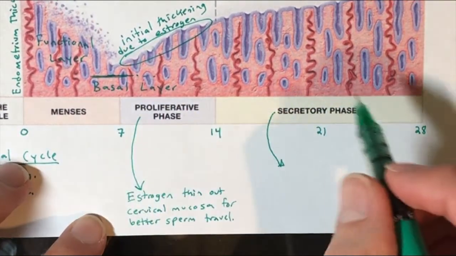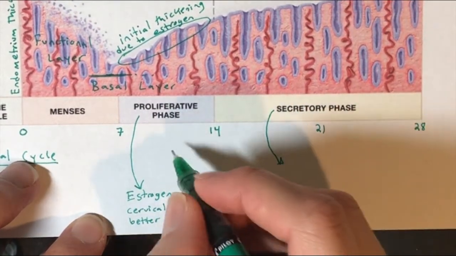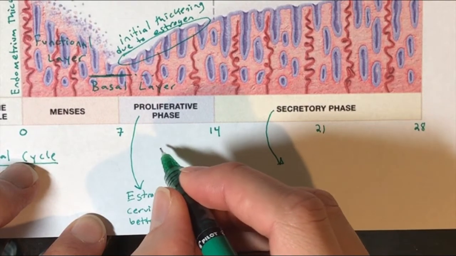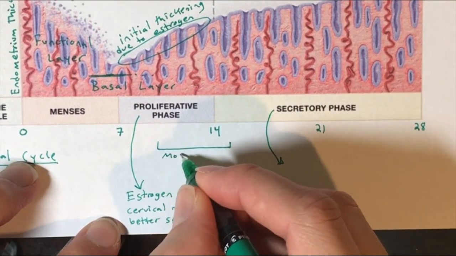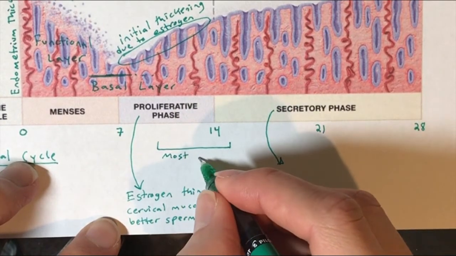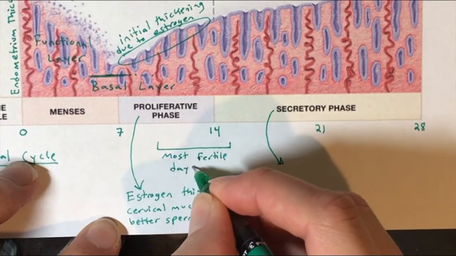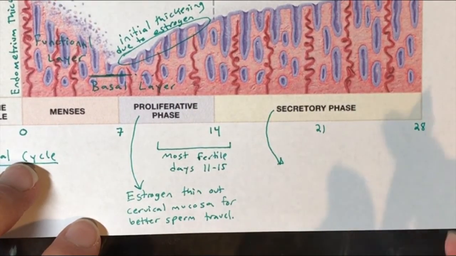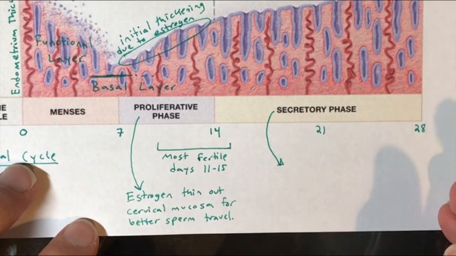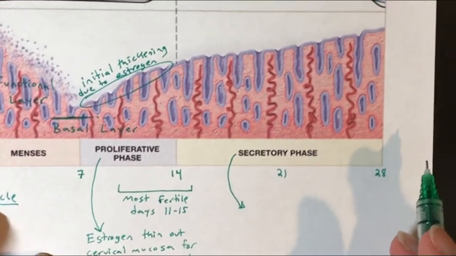So as it turns out, in a 28-day menstrual cycle, the most fertile days, the days that's easiest to get pregnant, would be days 11 to 15.